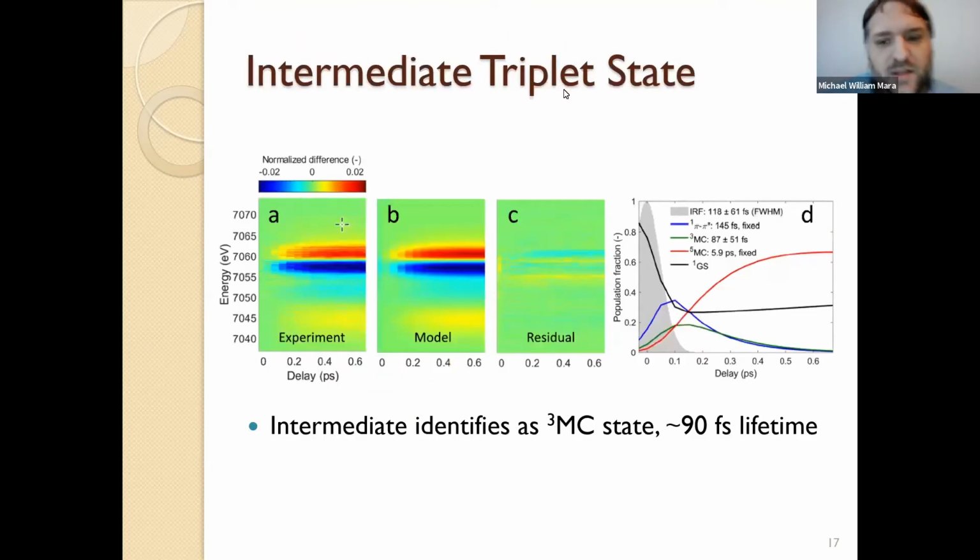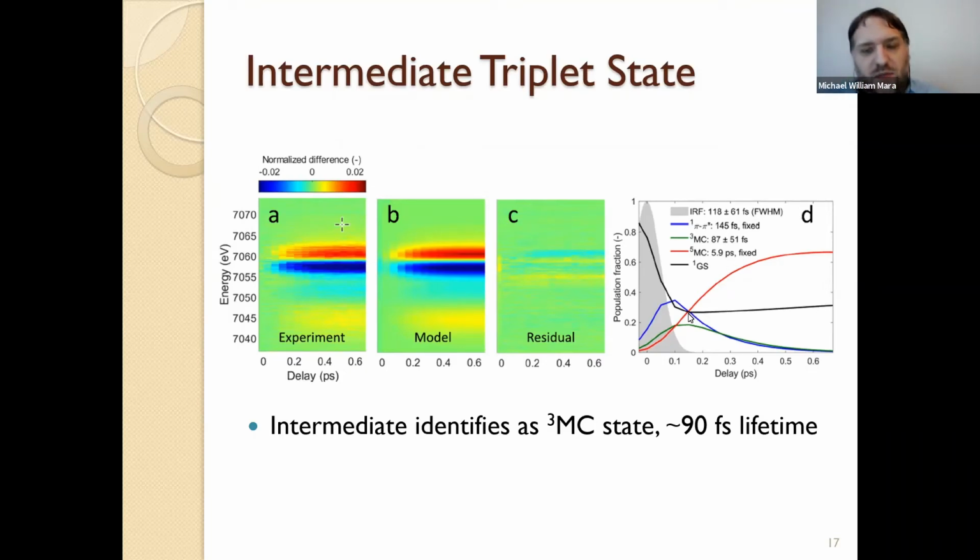And so with modeling, you can extract this. This is a model of the experimental data. You see it fits quite well, and it's using a population analysis shown here. So in our experiment, we have 120 femtosecond time resolution, full width half max. This is largely dictated by the 100 micron liquid jet that we use, since you have a laser and X-ray velocity mismatch going through the jet.